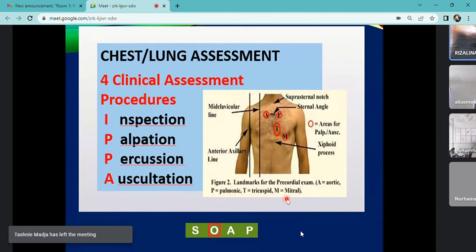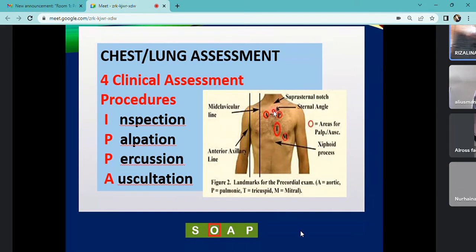Okay? So, ito yung ating landmark. Point of reference natin from the suprasternal notch. Okay? Yung notch na meron ditong curve followed by the manubrium. Andyan na yung ating sternal angle after the manubrium.